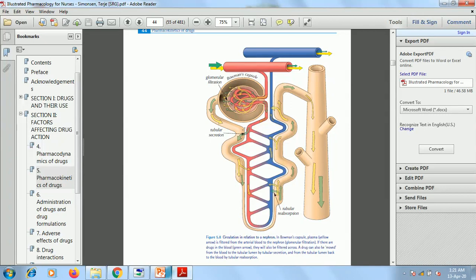Anything that comes from blood into kidney, or into the nephron, this is called tubular secretion. Here you can see the arrow coming from the blood into the kidney. So this is called tubular secretion. While anything that goes from the urine lumen or from the nephron to the blood vessel, this is called tubular reabsorption.